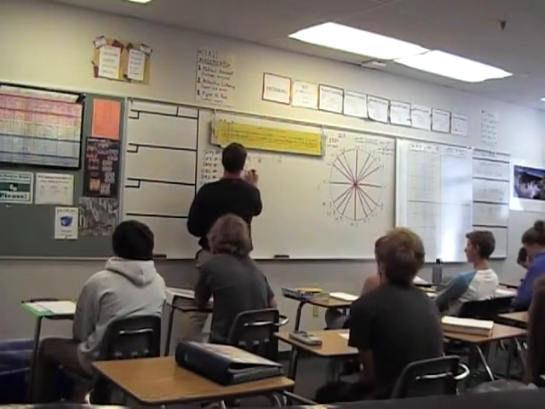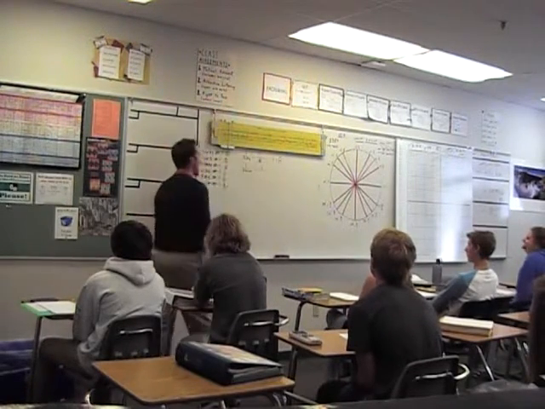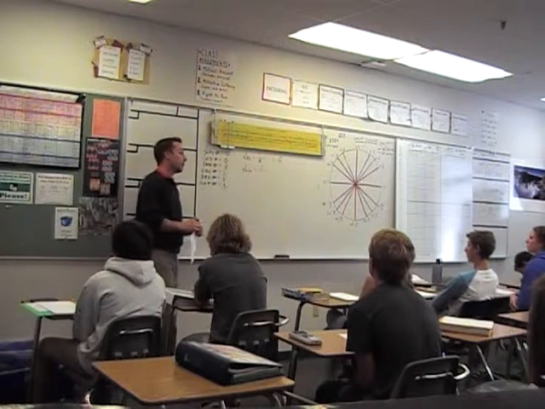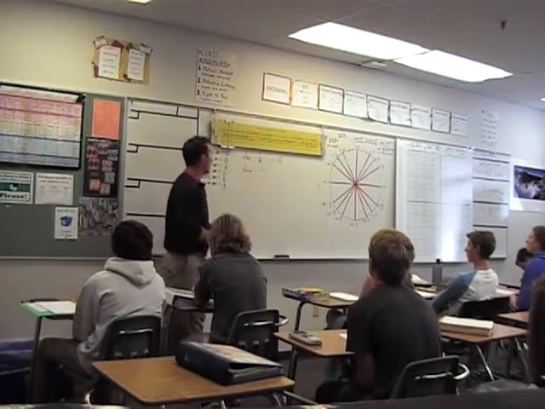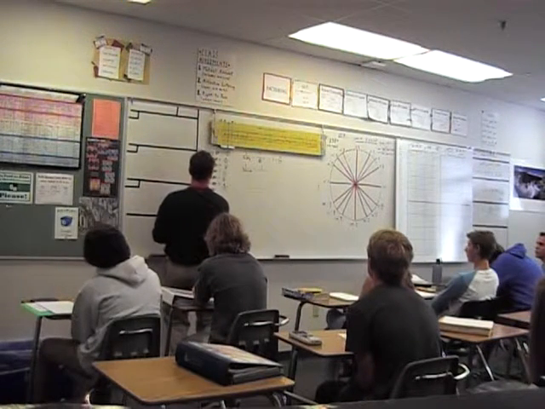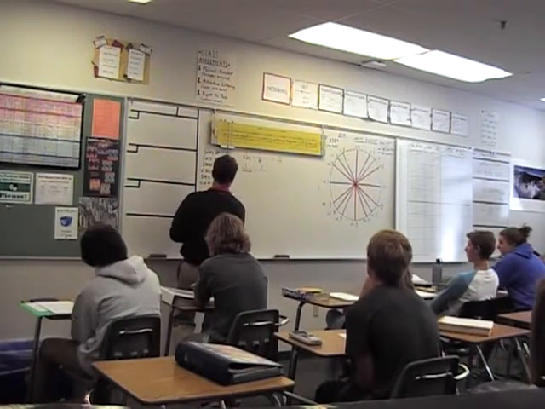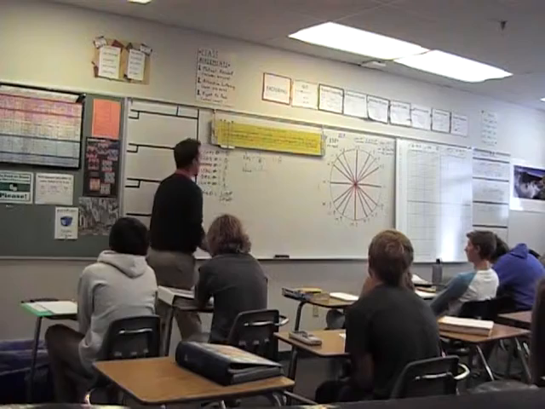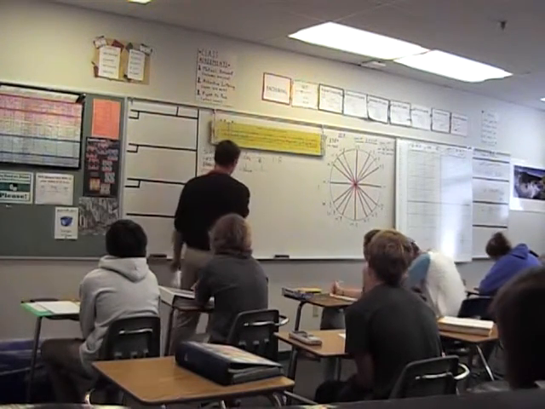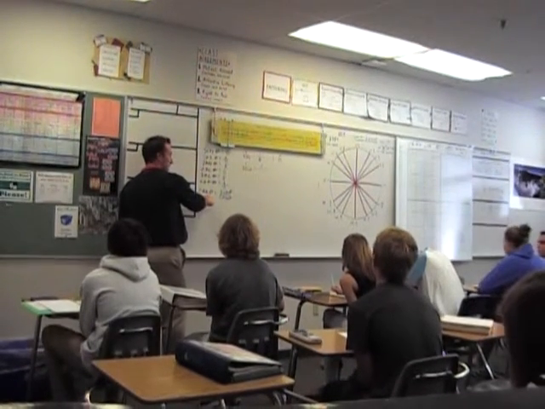So if it's 1 over tangent, how can we write tangent in the form of sine and cosine? Tangent theta equals sine theta over cosine theta. This is a good one to remember: sine over cosine is tangent.